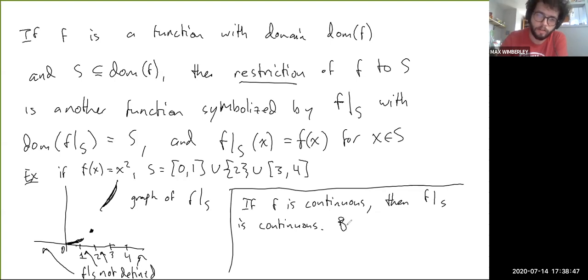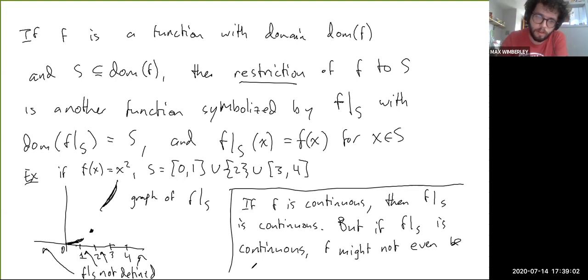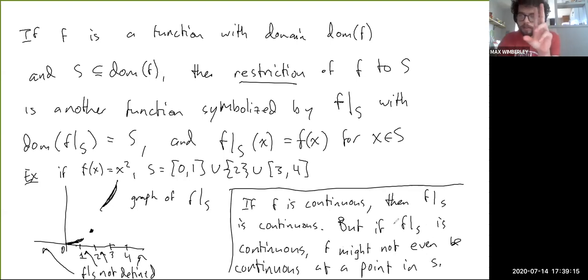But if f restricted to S is continuous, f might not even be continuous at a point in S. Even if the restriction is a continuous function, it's still possible that there are points in S where the original function f is not continuous.